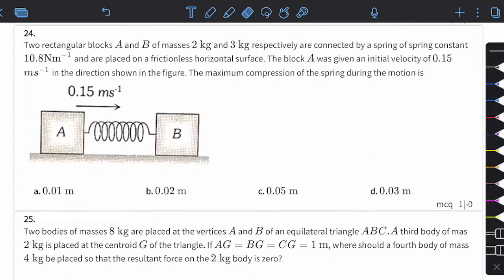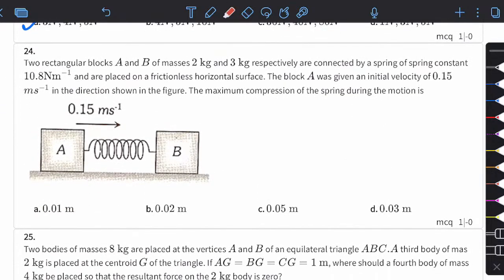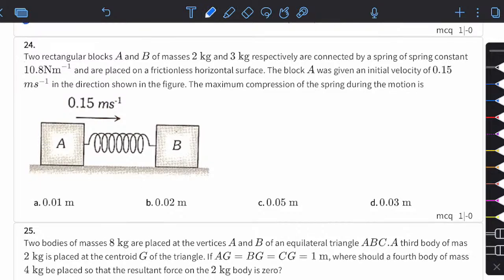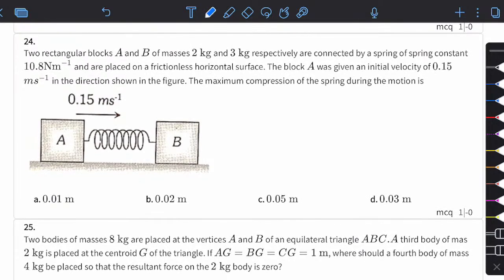Okay? So moving on. Now this one is a slightly challenging problem. 2 rectangular blocks of masses 2 and 3 kg. So let's write that here. 2 kg, 3 kg are connected by a spring of constant 10.8 Newton per meter placed on a frictionless horizontal surface. The block A is given an initial velocity of 0.15 meters per second. What is the maximum compression of the spring?